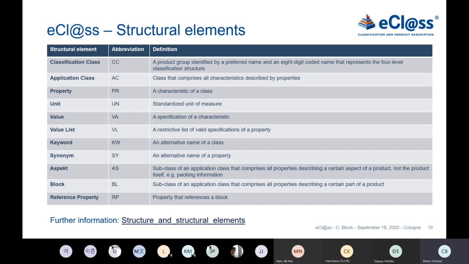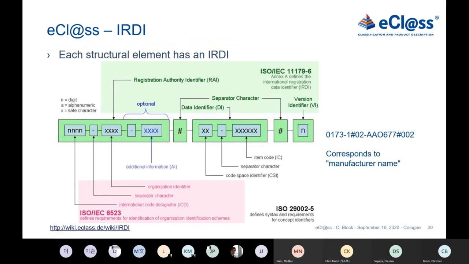As I mentioned, we have keyword synonyms. These are just translations and alternative names for classes and properties. And then we have aspects, blocks, and reference properties. I will come to these three types on the next slide.